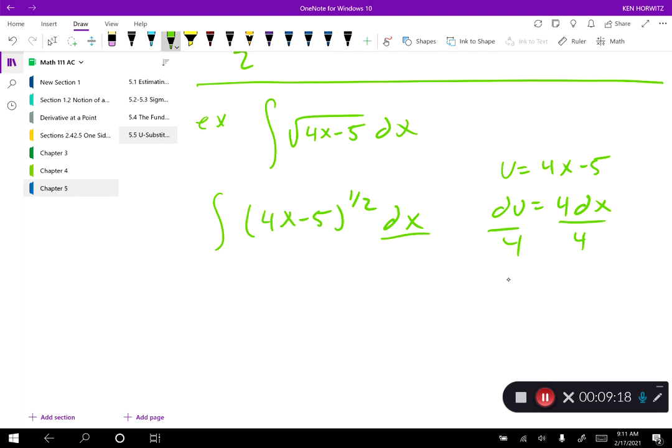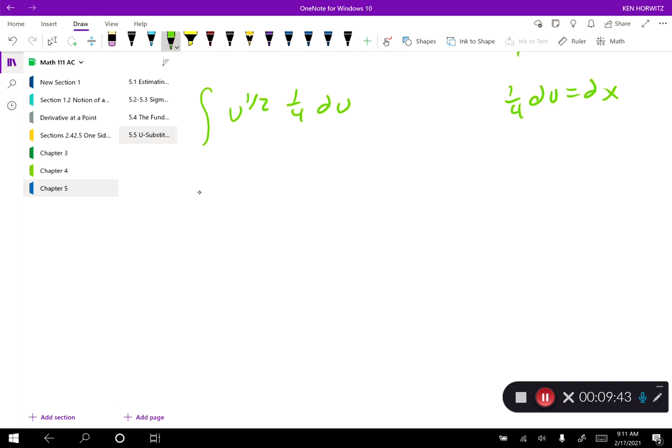Now, there's a lot of different ways to do this. I like just dividing by 4 and saying 1/4 du equals dx. Your book might have a slightly different way of doing this, but you wind up in the same spot. So whichever way you want to do it is fine with me. So I have u to the 1/2, 1/4 du. And that 1/4 is a constant, so I'm going to do 1/4 the integral of u to the 1/2 du. Now I'm going to integrate.